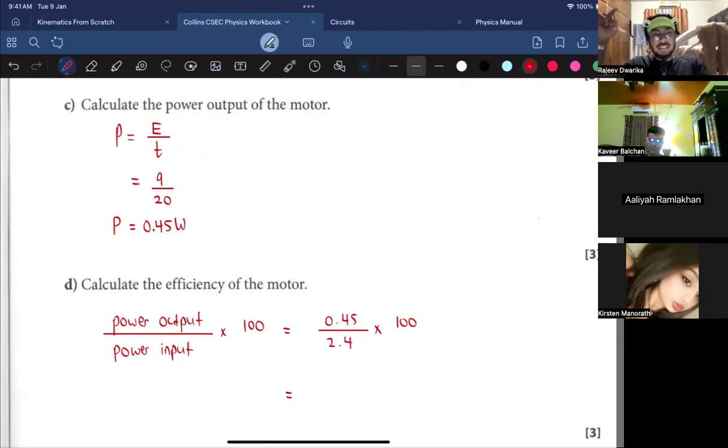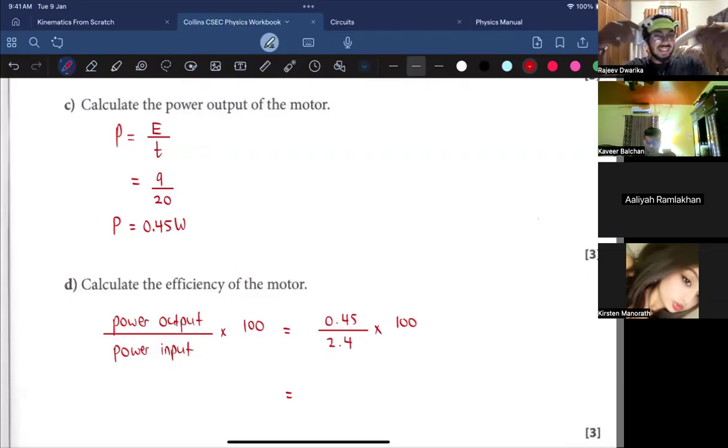Think about it. You needed to supply 2.4 watts to get the motor to lift the mass that really needed 0.45 watts to be lifted. So a lot of the energy applied to the motor was lost as heat and because of friction. Remember, a motor is something that spins, so it's susceptible to losses via heat caused by friction.